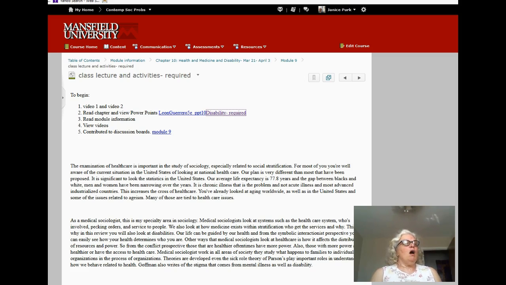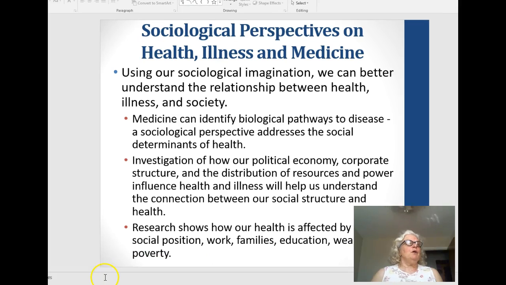But to understand why healthcare is such an issue in society, I think it's important for us to look at that. So I'm going to ask you to look at the perspectives on your own and hopefully not focus a great deal of time on that, but think about a few things within this chapter as you start to examine it. Medicine is identified as a biological pathway to disease, a social perspective of illness. So that medicine is part of the issue that we'll be looking at.